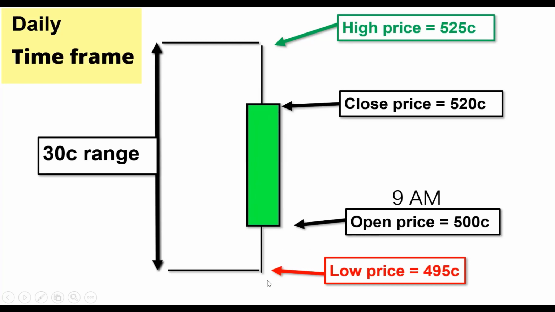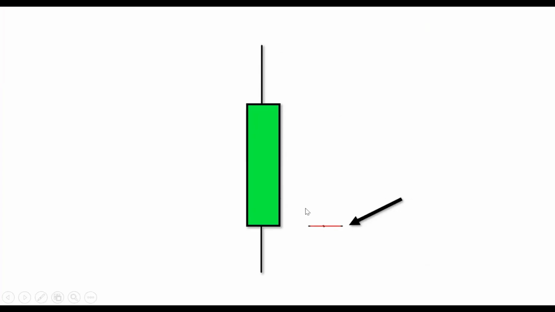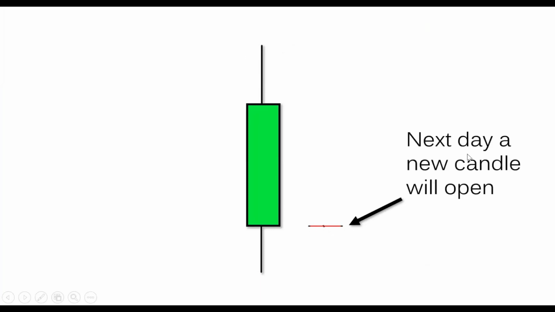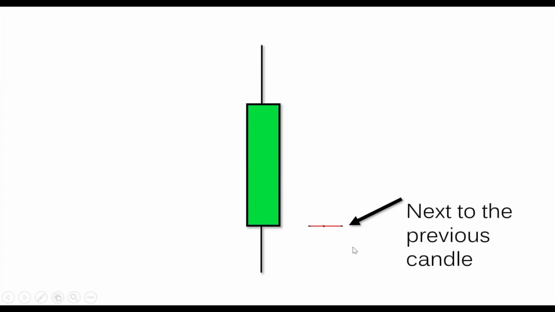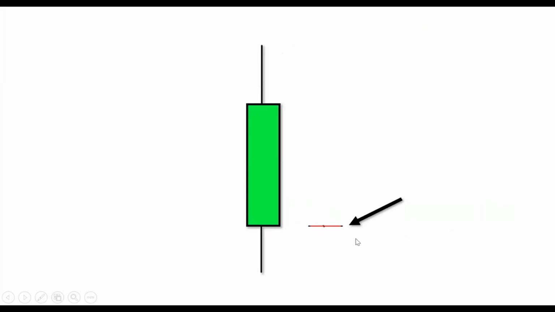Between the open and low forms the wick, and between the close and the high forms another wick. Across the entire day, there was a 30 cents range. The daily candle formed, and then what happens the next day at 9 a.m.? A new candle forms with a new open price, next to the previous candle on the right. It will then form the market activity that determines what candle forms.